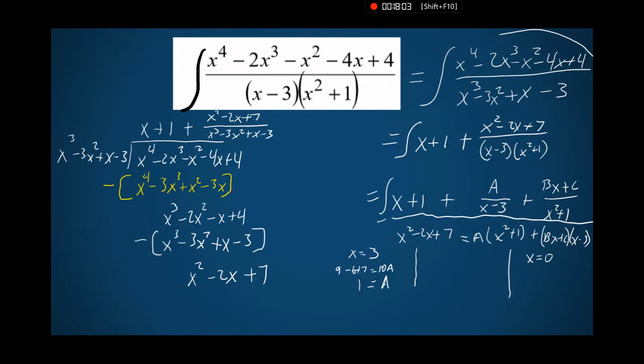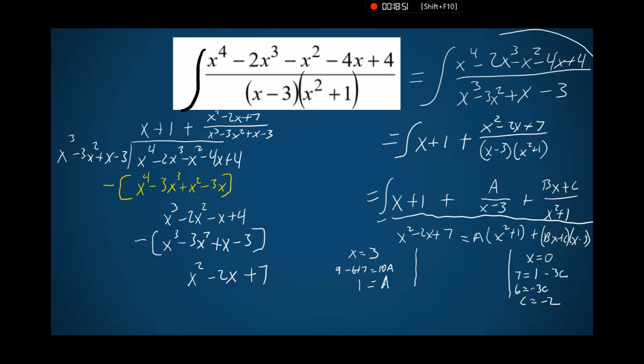So 7 is equal to 1 plus 1 times A, so that's A, plus, minus C. Close, minus what times C? 3C. Okay, and we know that A is 1. So that's 6 equals minus 3C, therefore C is what? Minus 2.